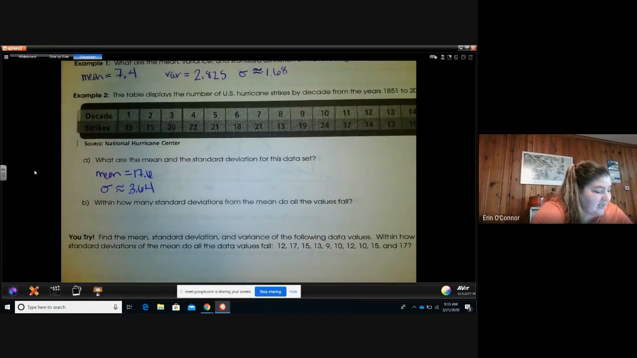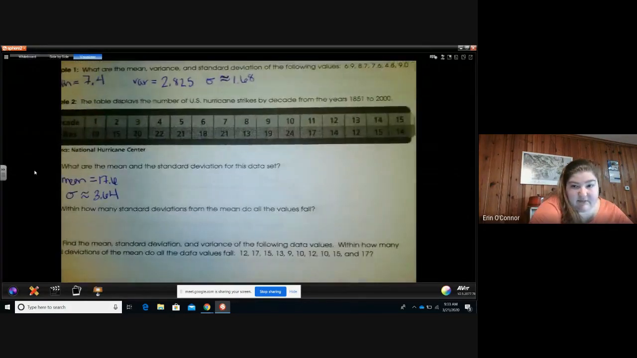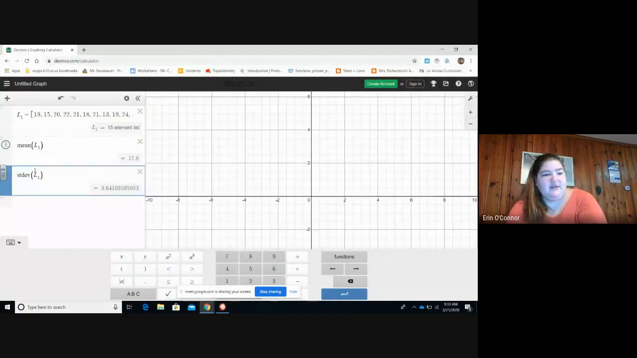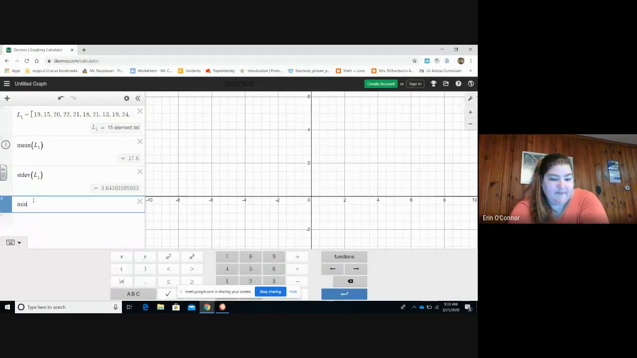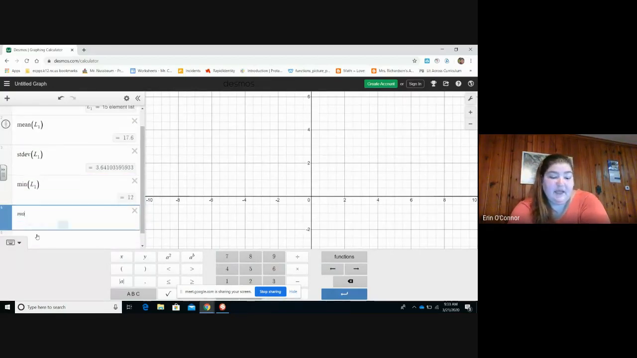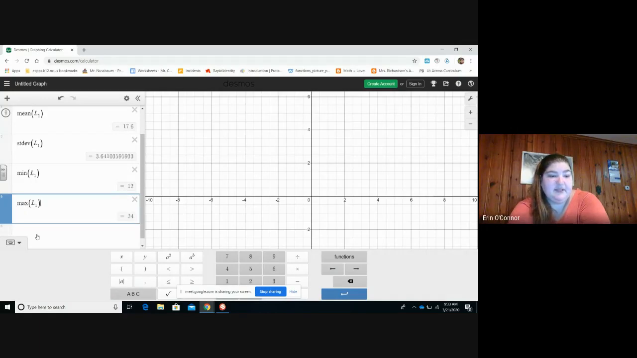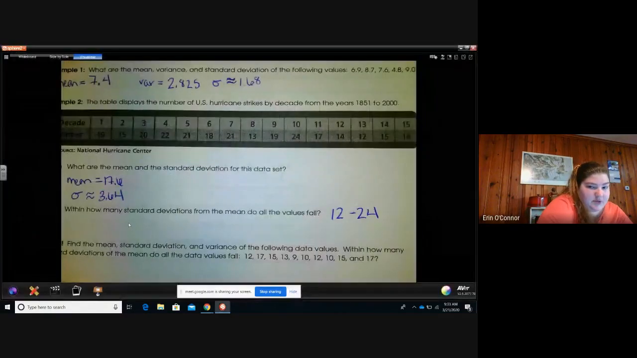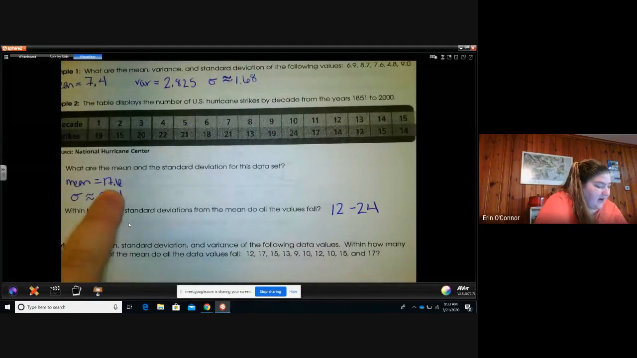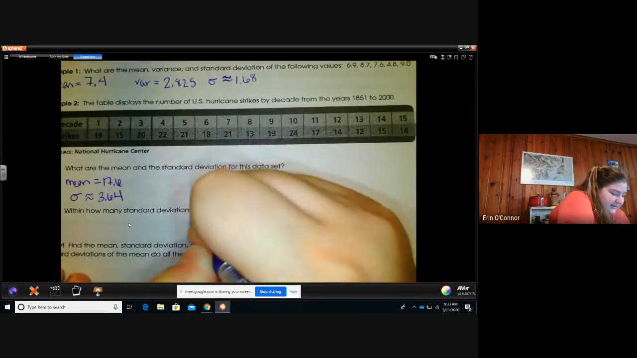We need to find the highest number and the lowest number. So we can do that by looking at this, but remember on Desmos, we can put min in to get the lowest number, and it's 12. And we can put max in to get the highest number, and it's 24. So all numbers have to fall between 12 and 24.